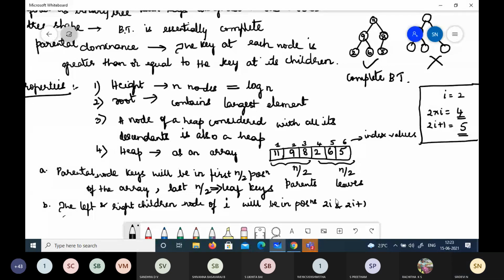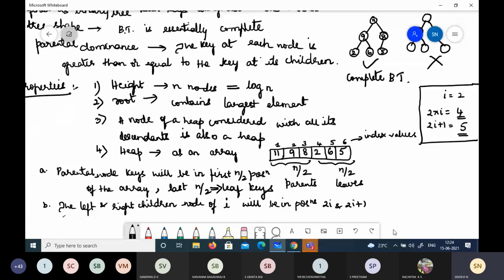Yes, some of these are the quiz questions which will be asked. So given any node i, if they ask you to find the position of its children nodes, it's nothing but 2i and 2i plus 1. Clear? So if you are given any node and asked to find where its children nodes are, you should just say they are in positions 2i and 2i plus 1.